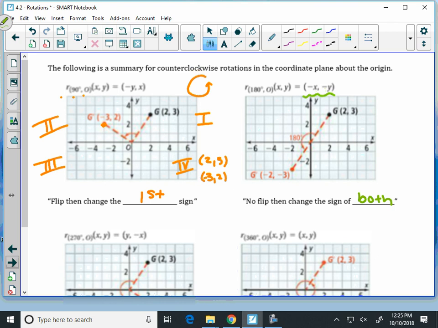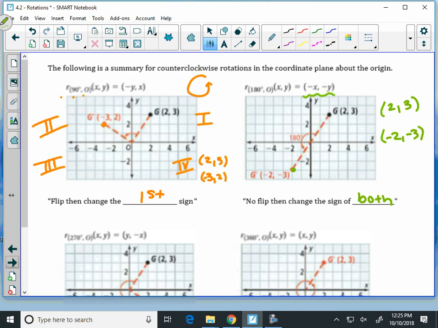So we look at this example, we have the point 2, 3. Okay? We're rotating at 180 degrees. So the 2 and 3 stay exactly where they're at, but they're both going to turn what? Negative. They stay exactly where they're at, but they change the opposite sign. So they're both going to turn negative. So then you would plot -2, -3, and there it is.